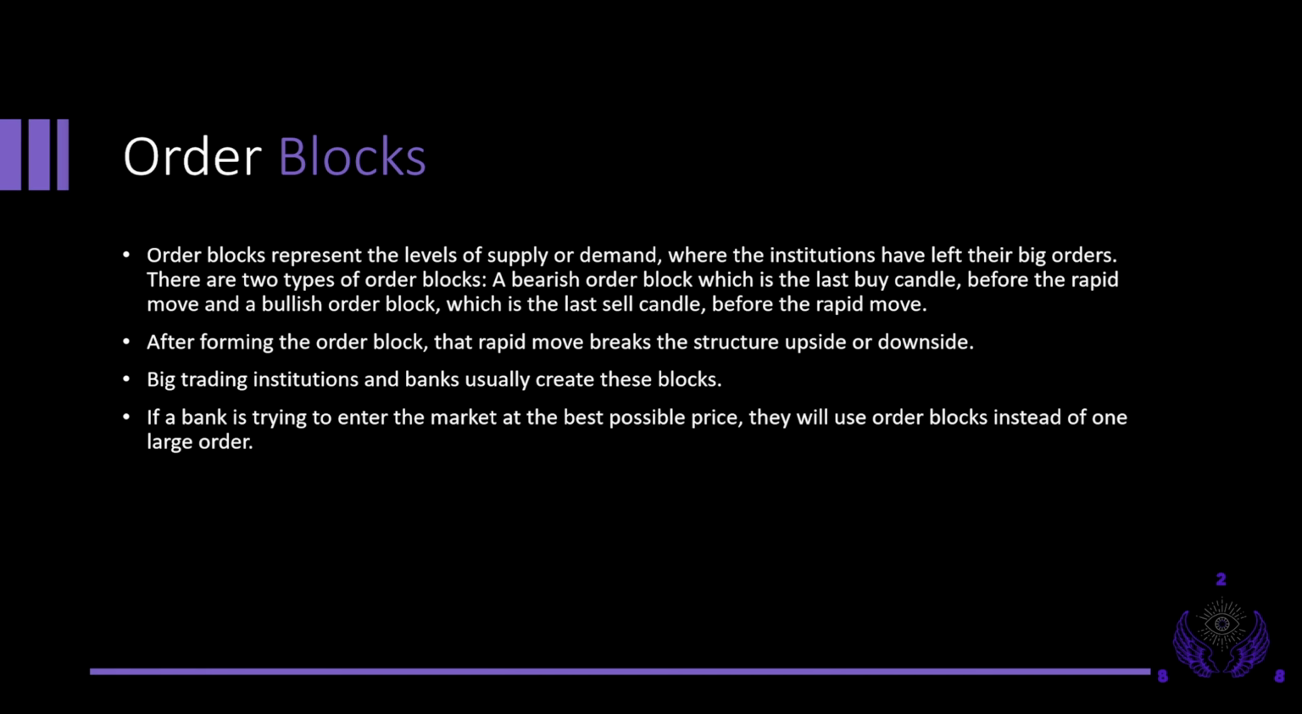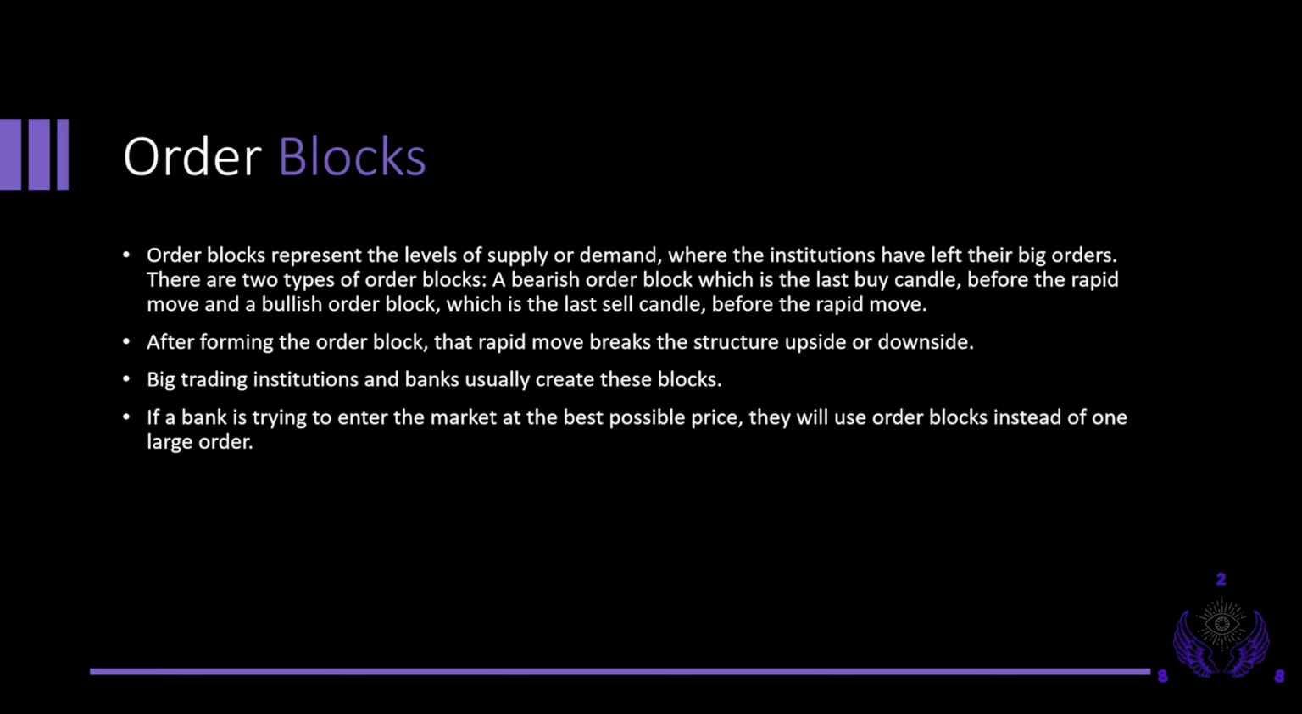There are two types of order blocks. A bearish order block, which is the last buy candle before the rapid move, and a bullish order block, which is the last sell candle before the rapid move. You can also call them a demand zone and a supply zone. So a bearish order block is supply and a bullish order block is demand.